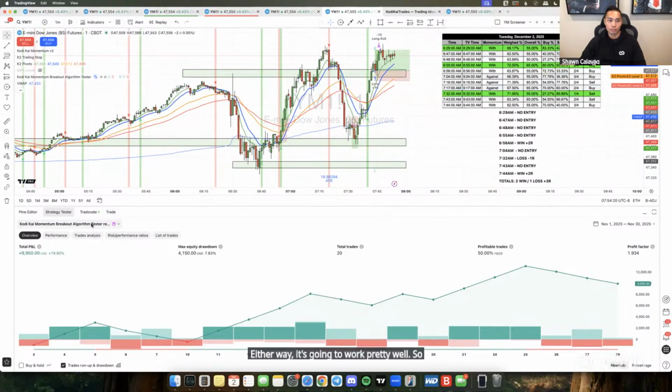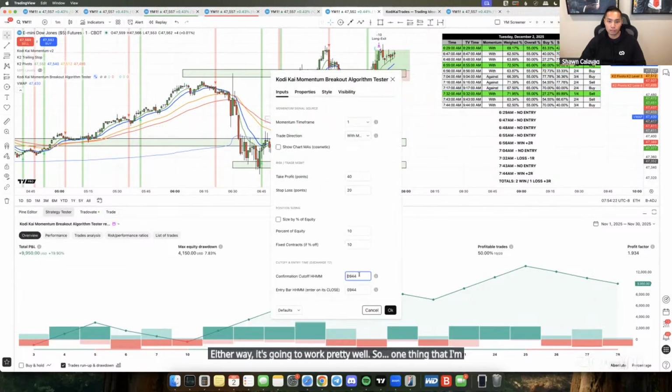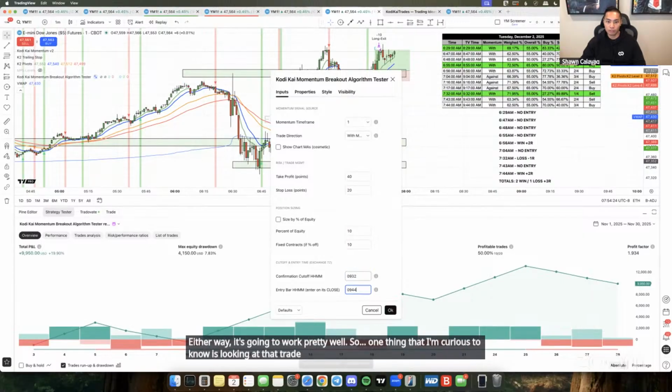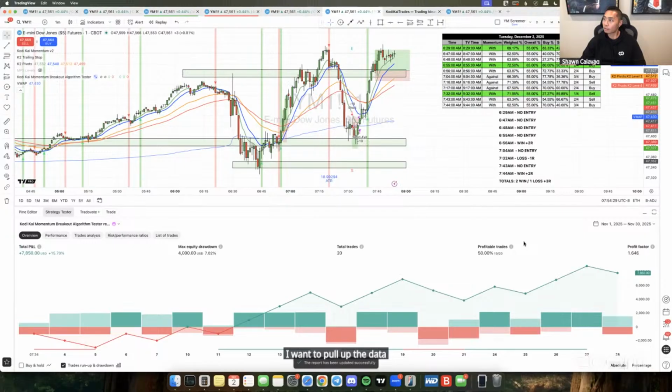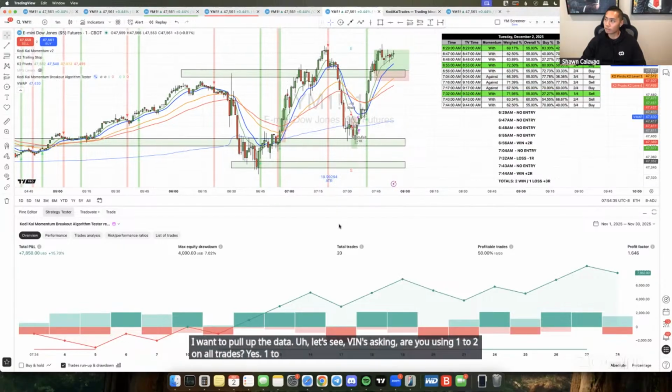So one thing that I'm curious about now is looking at that trade that lost for today. Just want to pull up the data. Let's see. Vin's asking, are you using 1 to 2 on all trades? Yes, 1 to 2 on all trades. Sam said, reduce your lot size, Sean, then try.